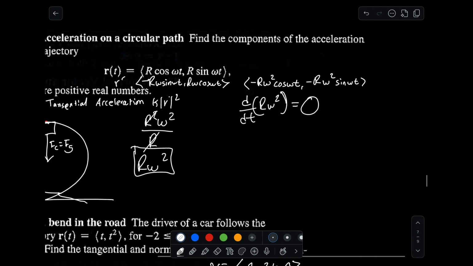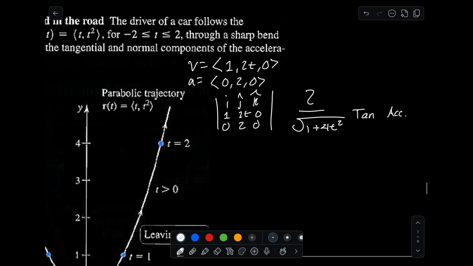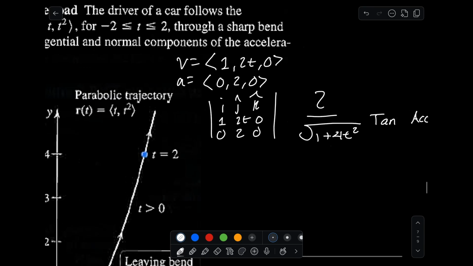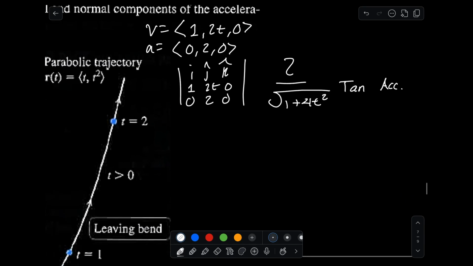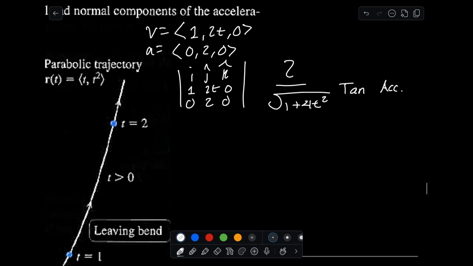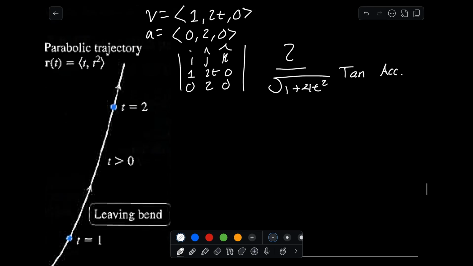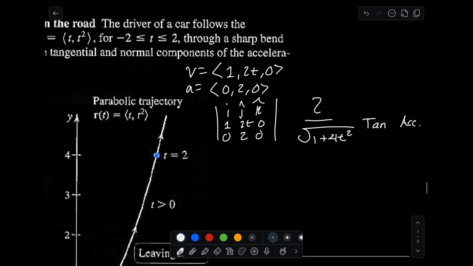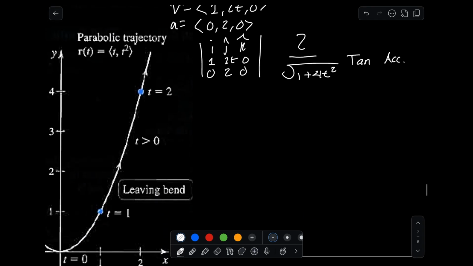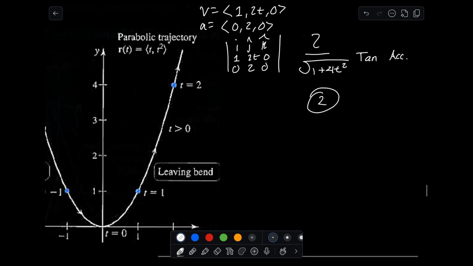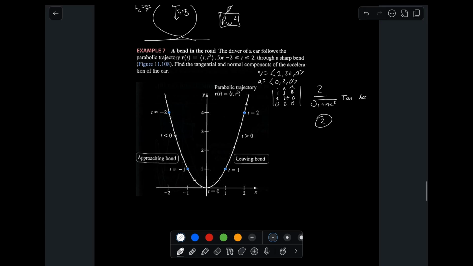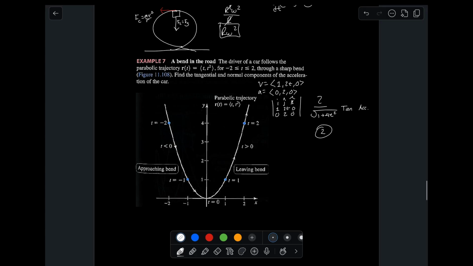And then your normal acceleration is just going to be taking the magnitude of the second derivative of your position. So then you would have this, and you would get 4, you get 2 as your normal acceleration. And that is pretty much covering everything with curvature.